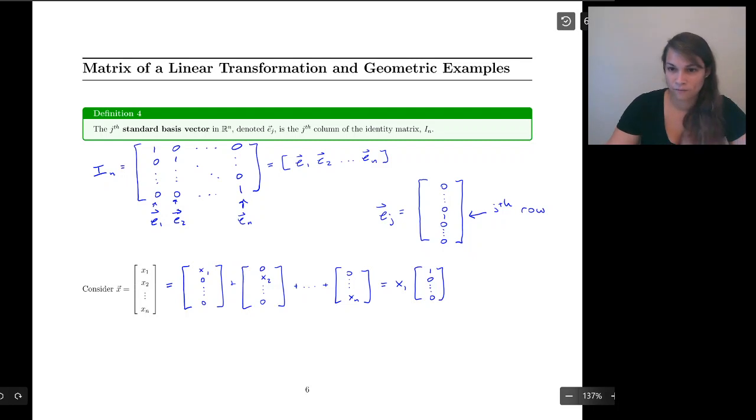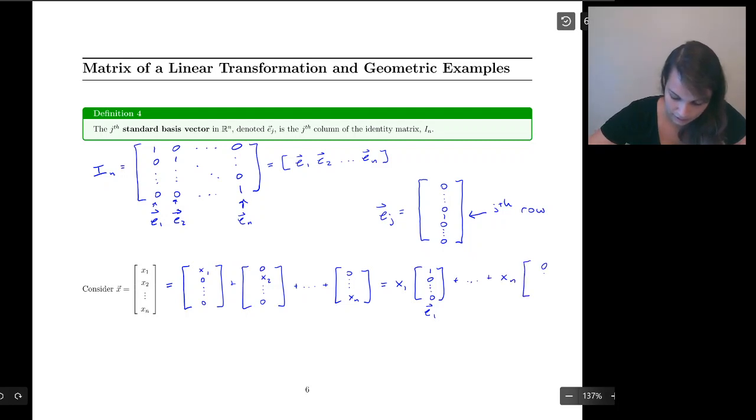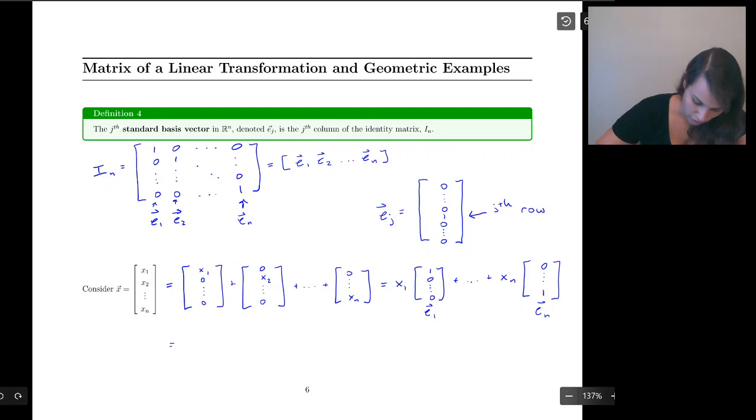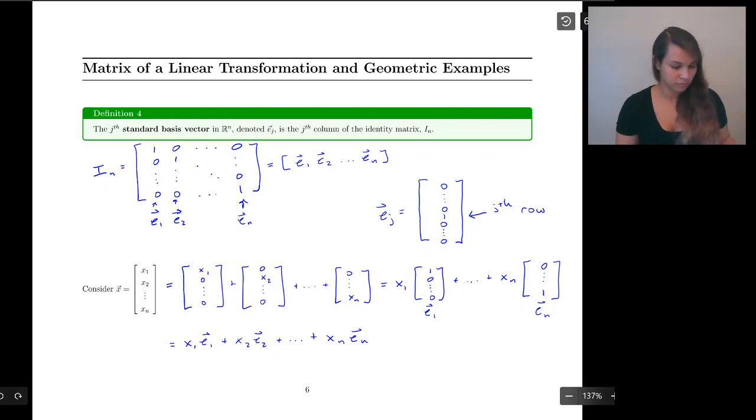So what vector did I just write? That's the E1 vector. And then I'm going to skip up to xn because I'm lazy. There we go. And this is the En vector. So all in all, we can write it as x1 times E1 plus x2 times E2 plus xn times En. There we go.